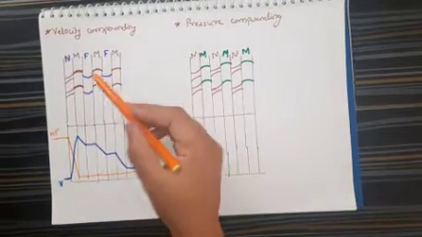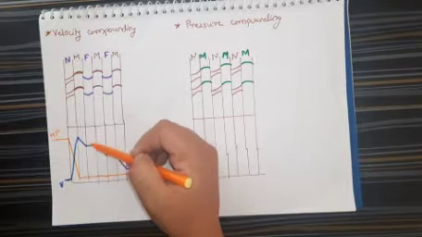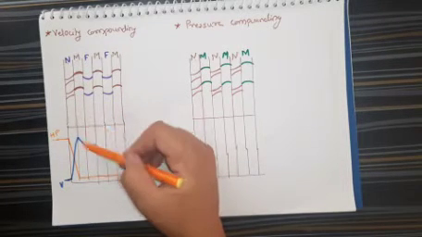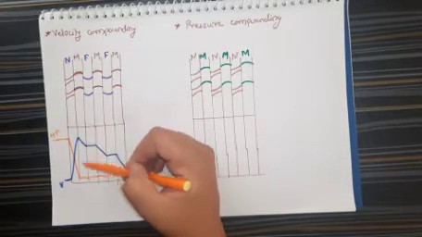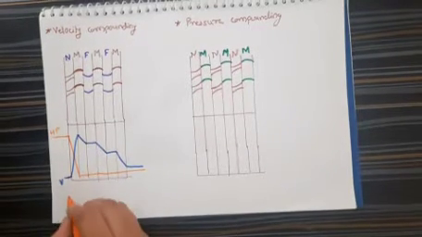Remember one thing, that in a fixed blade there will be no change in the kinetic energy and the pressure energy, while in a moving blade only the kinetic energy drops while the pressure energy remains constant. This is what happens in an impulse turbine.